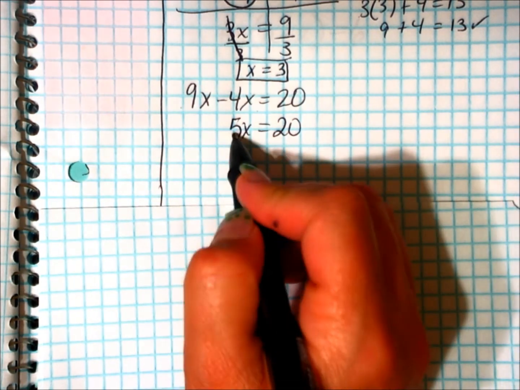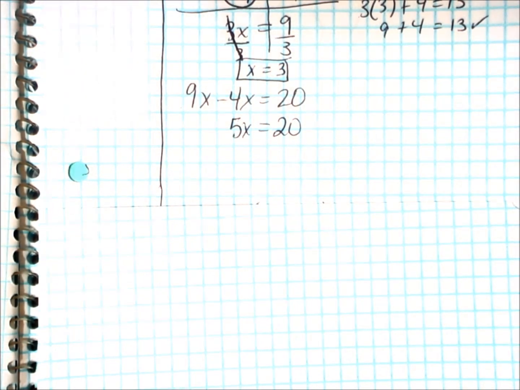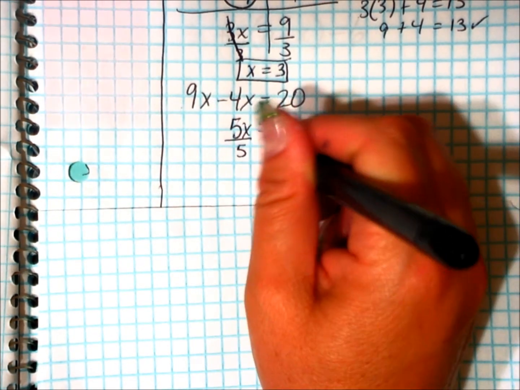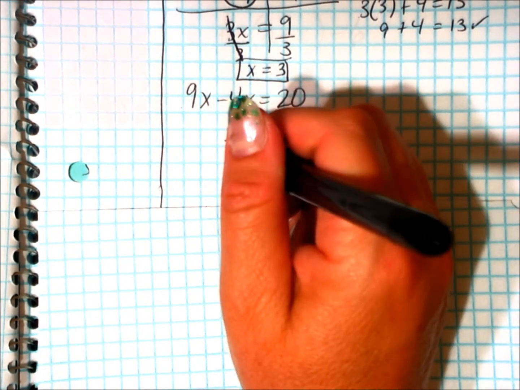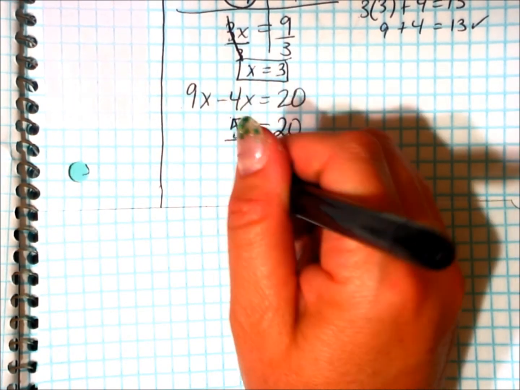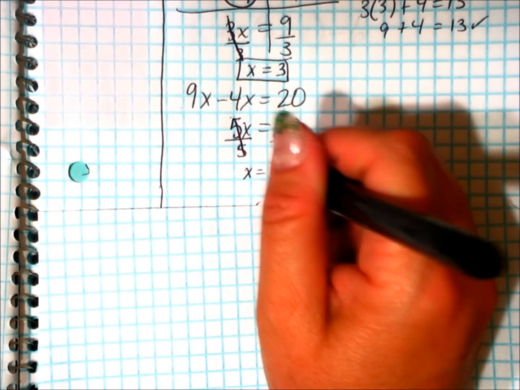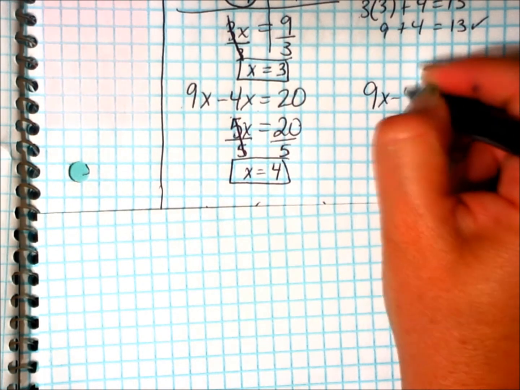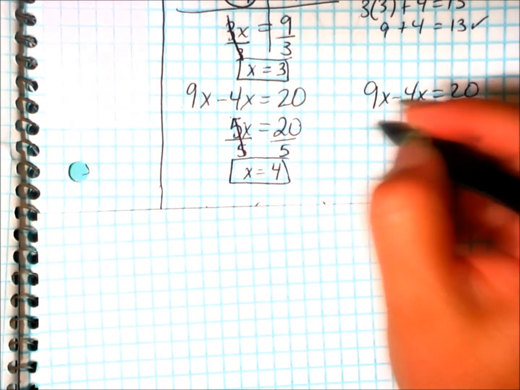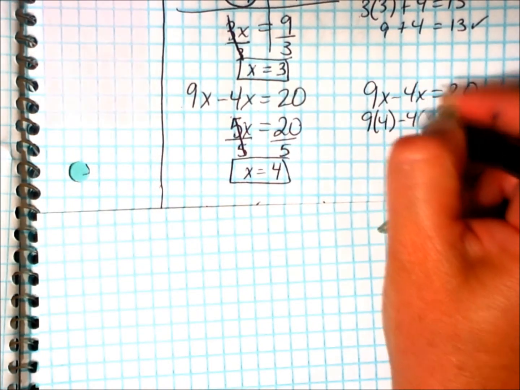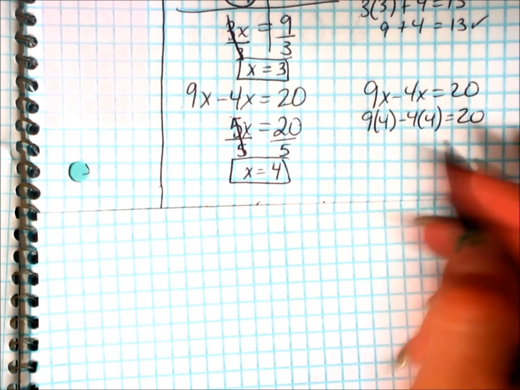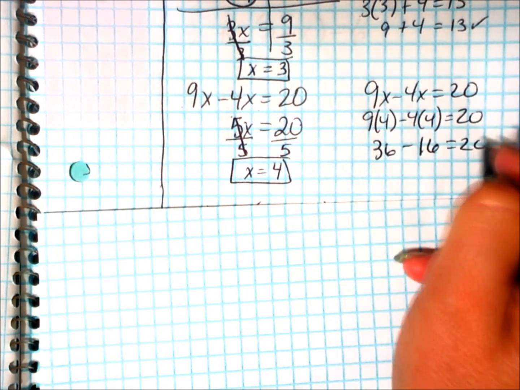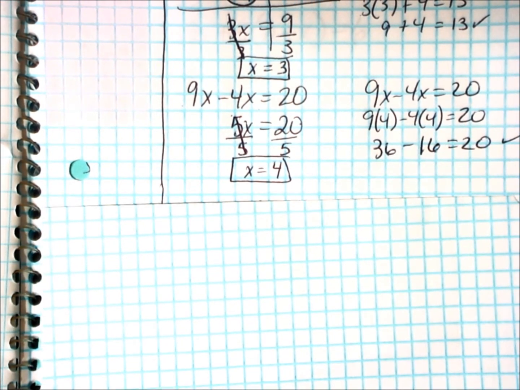So I want to get rid of this 5. It's 5 times x, so the opposite would be to divide. So on this side, you have the number 1. 5 divided by 5 is 1. X equals 20 divided by 5 is 4. We go back to do our check, and we've got 9x minus 4x equals 20. Plug in that 4. 9 times 4 is 36, minus 4 times 4 is 16, which last time I checked, does equal 20.